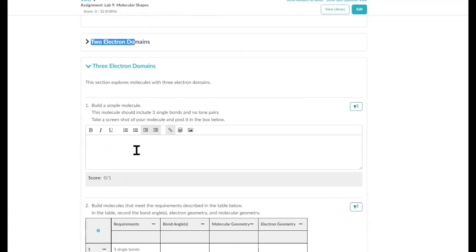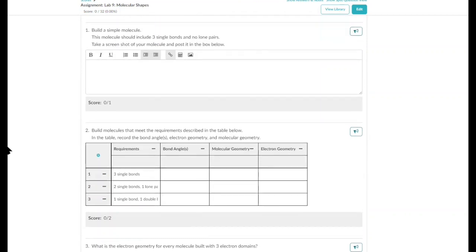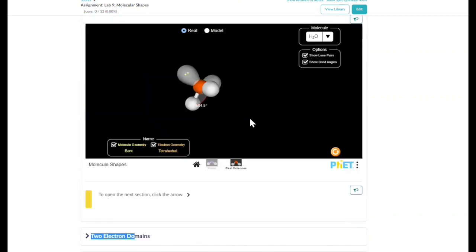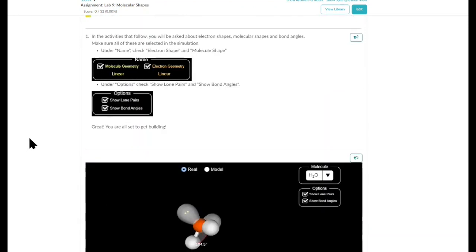So you will answer questions related to each of these. You'll build a simple molecule related to each of these. You'll type in the bond angle, the molecular geometry, and the electron geometry, which once again is given to you by the simulation. So it's just a matter of you building it and really understanding what each of those things mean: bond angle, lone pairs, molecular geometry, electron geometry. Once again, it's all here. It's just a matter of going along with this. It guides you really well through it.